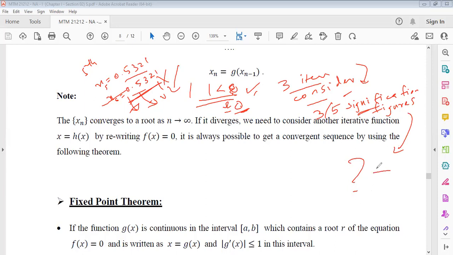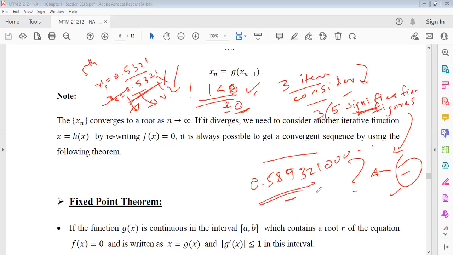So that's what we have studied in our first and second classes. Go back and study what the meaning of significant figures is, and how to count them, for example in 0.5893210 and so on. How to find the significant figures, I have explained already, so just study that again. This is also a place where it may be useful.